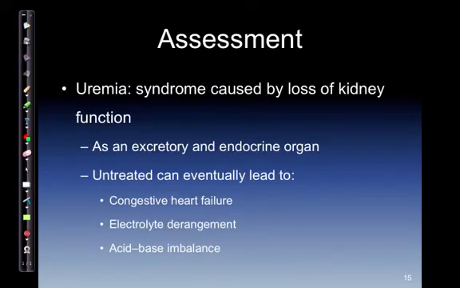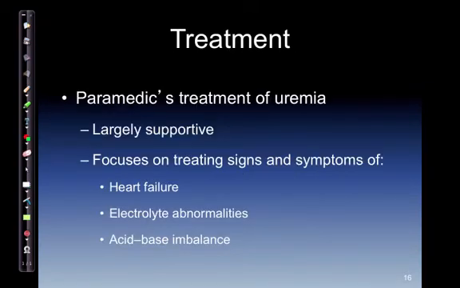Assessment: uremia, a syndrome caused by the loss of kidney function as an excretory and endocrine gland. Untreated, it can eventually lead to congestive heart failure, electrolyte derangements, and an acid-base imbalance. That's primarily the electrolytes, and the main one is going to be potassium. Treatment: paramedic treatment of uremia is largely supportive and focuses on treating the signs and symptoms. If we have heart failure, treat the heart failure. If there are electrolyte abnormalities that we can spot, treat the electrolyte abnormalities. Or if they're in an acid-base imbalance, treat the acid-base imbalance.